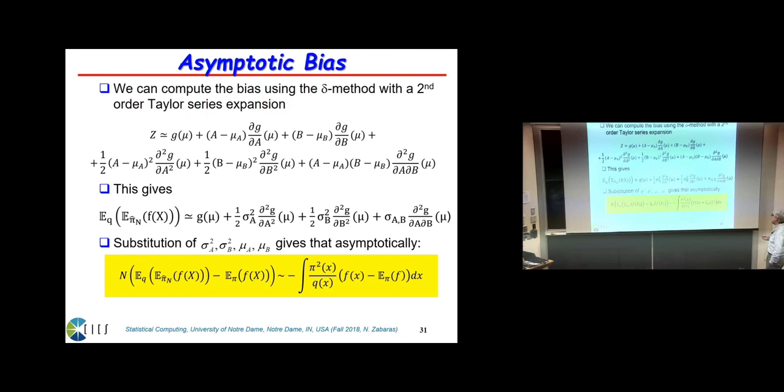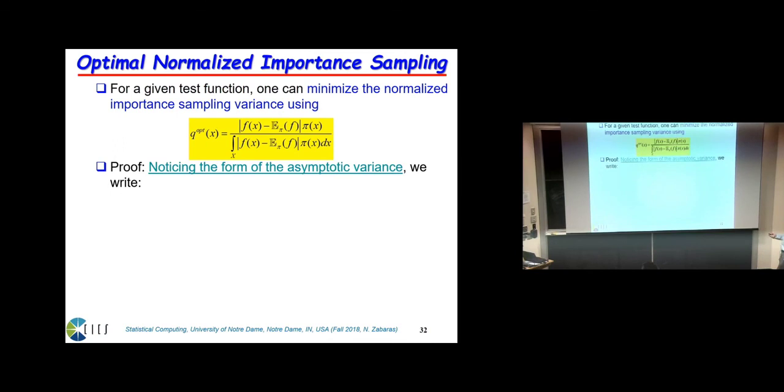So this is what I had before. The bias is 1 over n times this variance term that you see there. So the bias squared is of the order 1 over n squared, and the variance of the order 1 over n. And if you want to ask what is the optimal distribution for this normalized importance sampling, the calculation looks almost identical to what we had before, but here you have f minus the expectation of f inside the absolute value.